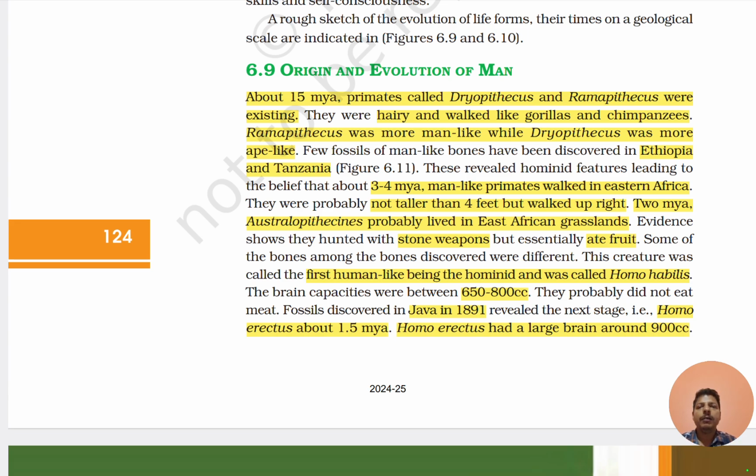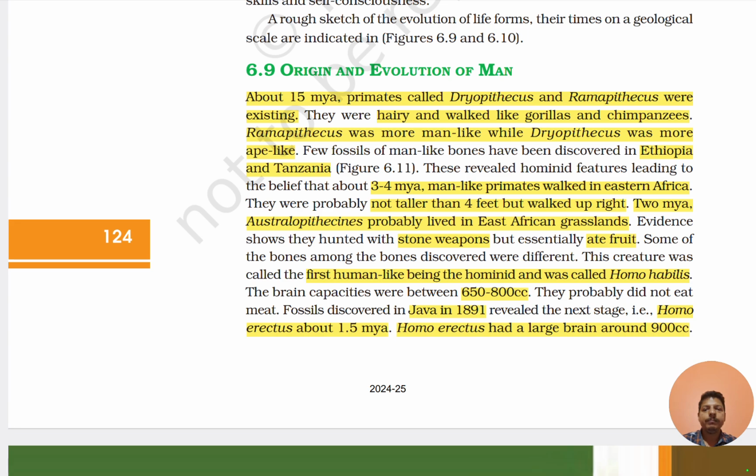Then, a few fossils of man-like bones have been discovered in Ethiopia and Tanzania. This revealed the hominid features, leading to the belief that about 3 to 4 million years ago, man-like primates walked in Eastern Africa. They were probably not taller than 4 feet, but walked upright. 2 million years ago, Australopithecines probably lived in the East African grasslands. Evidence showed that they hunted with stone weapons, but they ate fruit.